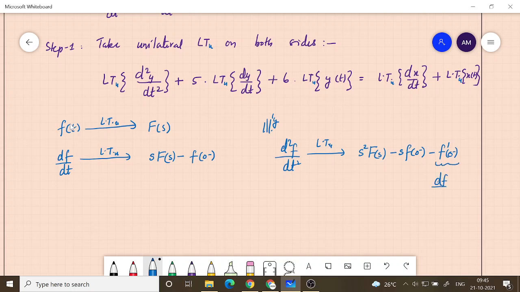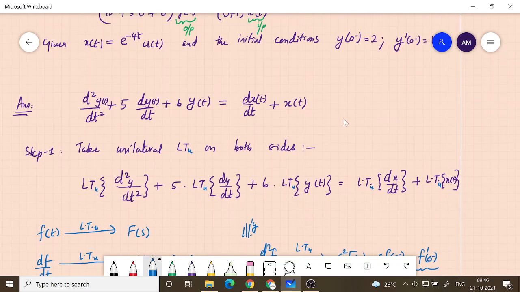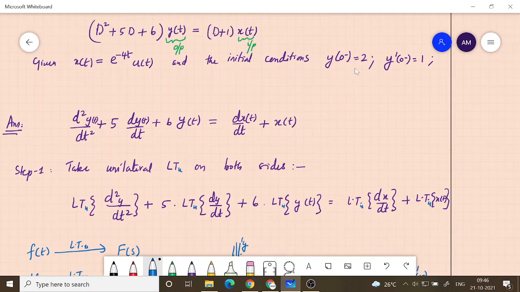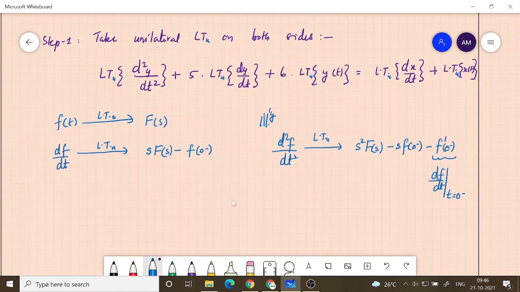You take df by dt, so f dash means df by dt, and then you substitute time t equal to 0 minus. These initial conditions are given to us. In our case, y of 0 minus is given in the question as 2 and y dash of 0 minus is given as 1. Okay, so that information is available to us.